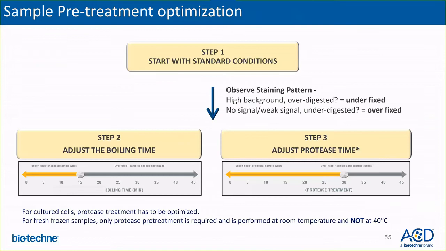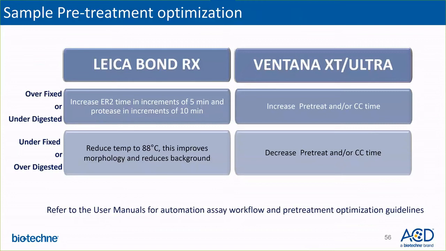Both the target retrieval and protease digestion perform on a sliding scale, such that you may adjust it depending on what your samples look like or the fixation conditions for your samples. And the optimization on the automated platform is similar to the manual assays. On the automation platform, you would change your epitope retrieval time and temperature, as well as the time spent with the protease incubation.